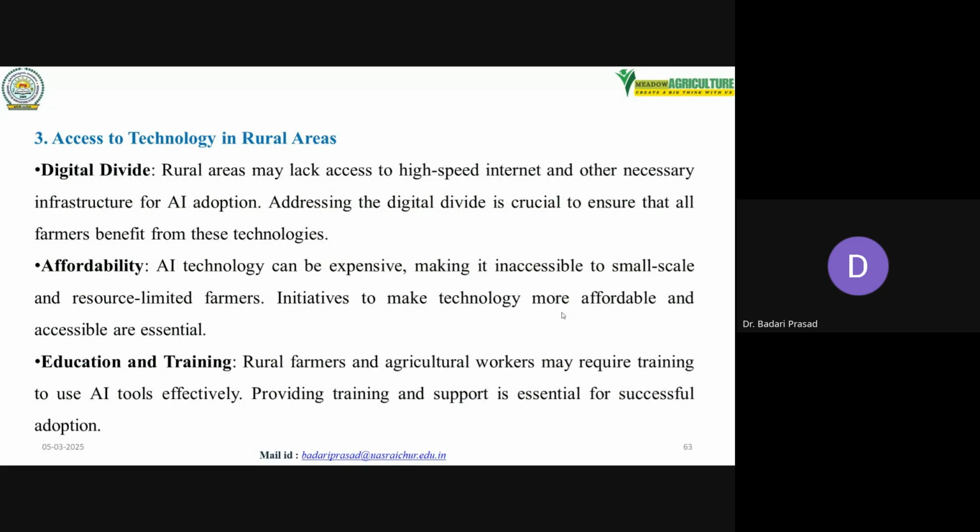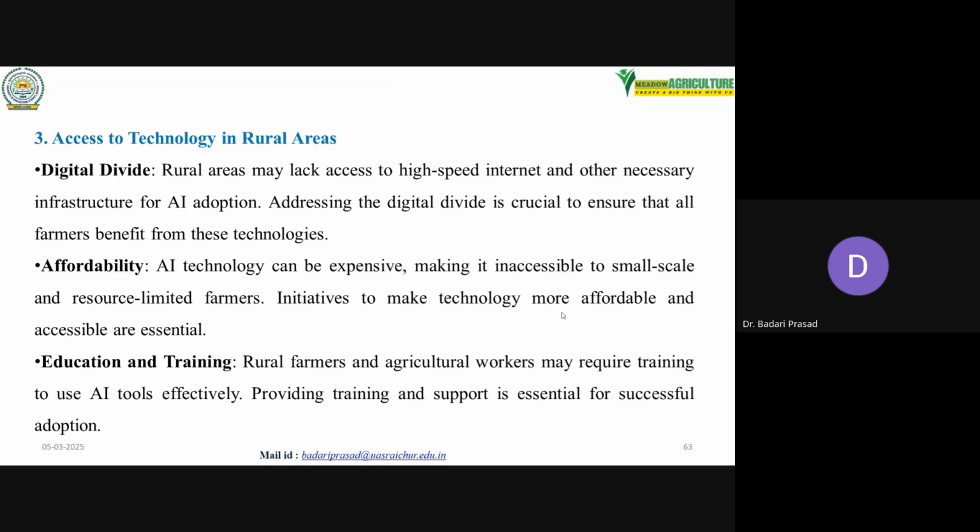Access to technology in rural areas, the digital divide. Rural areas may lack access to high-speed internet and other necessary infrastructure for AI adoption. Addressing the digital divide is crucial to ensure that all farmers benefit from these technologies. Affordability: it may be expensive at this juncture, making it inaccessible to small-scale and resource-limited farmers, but initiatives to make technology more affordable and accessible are essential.